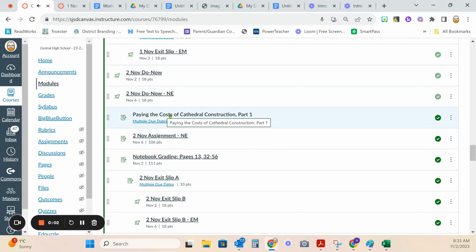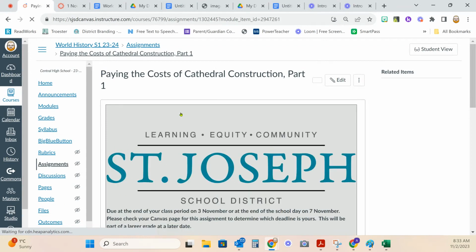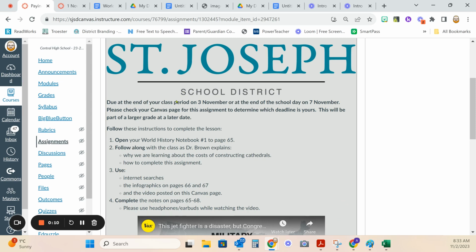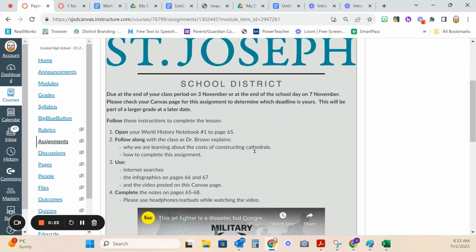Okay, paying the costs of cathedral construction, part one, because we are going to have two distinct parts to this. This is going to be due at the end of class tomorrow or at the end of the school day on the 7th. The first deadline applies for most of you. Check to make sure you know which one is yours.